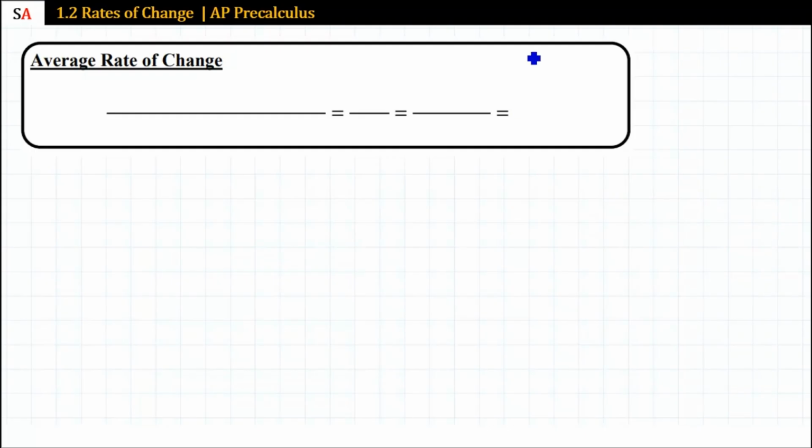In this video we will learn the concept of rate of change and average rate of change. This is section 1.2, the rate of change in precalculus. Okay, let's learn what is meant by average rate of change. The average rate of change is the change in output values over the change in input values.